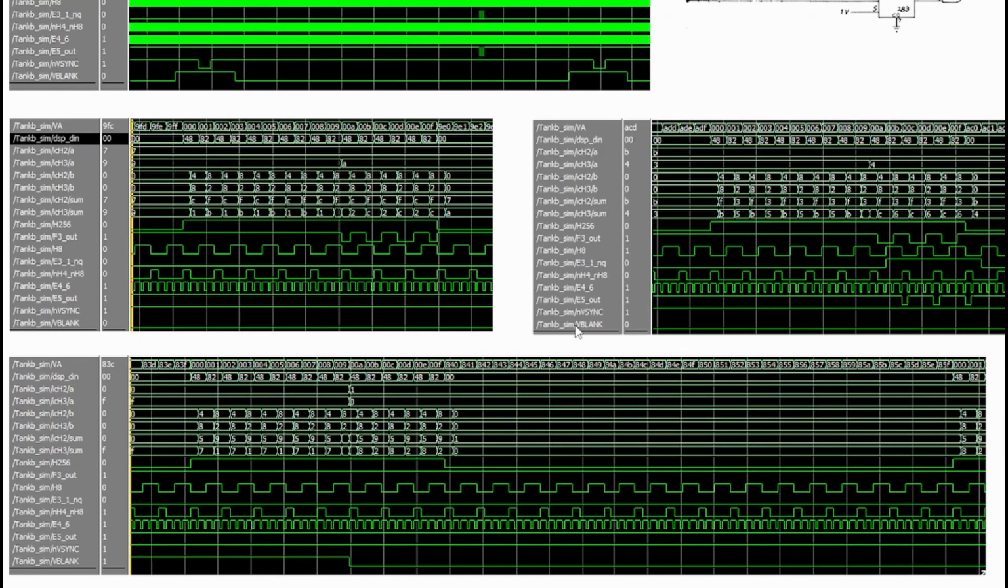Now this diagram here is showing that in this area after the H blank, the vertical delay circuit doesn't do anything. And so we're really only interested in this part here for the vertical delay circuit, but now we need to have a look at the horizontal delay circuit to see what's happening.